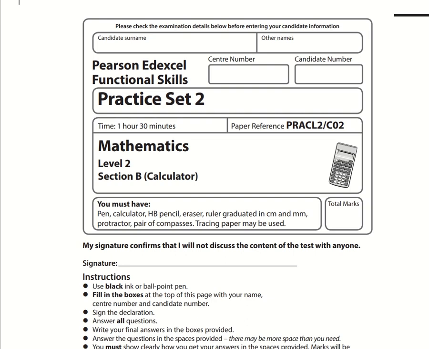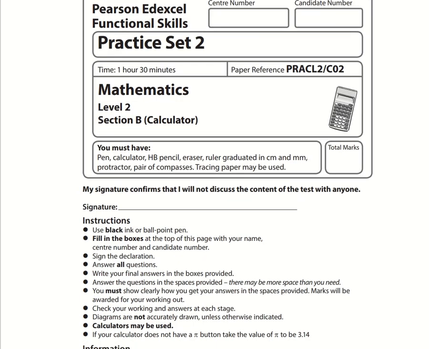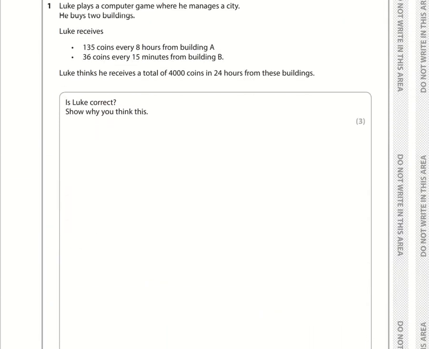Here are the video solutions for Pearson Edexcel Functional Skills Maths Practice Set 2. This is level 2, this is section B, which is the calculator section. So let's take a look at the first question.